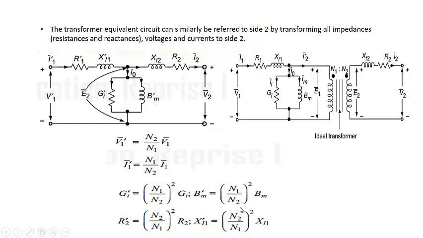Bm dash will be equal to N1 by N2 whole square into Bm, multiplied by the inverse transformer ratio. R1 dash will be equal to N2 by N1 whole square into R1. X dash L1 will be equal to N2 by N1 square into XL1. So with this, we can get the transformer equivalent circuit referred to the secondary side.